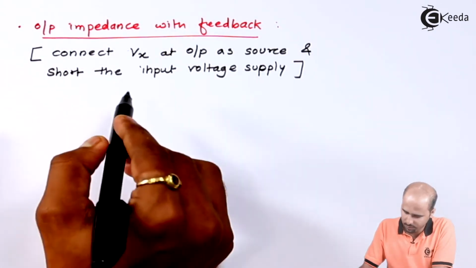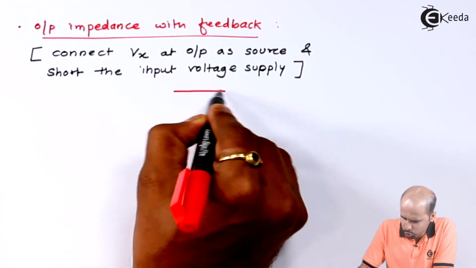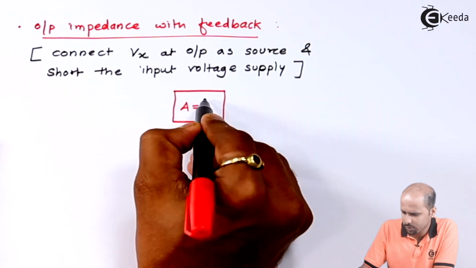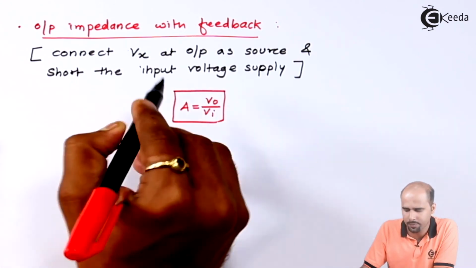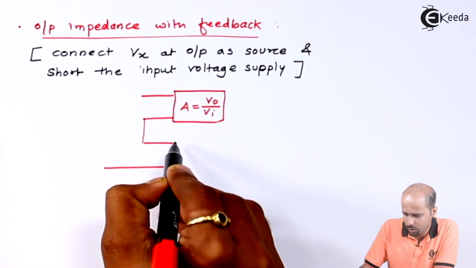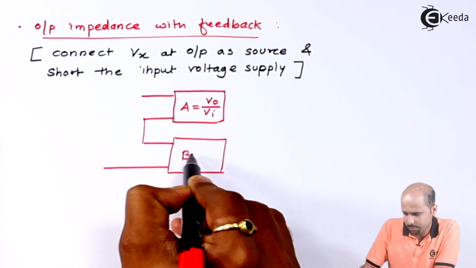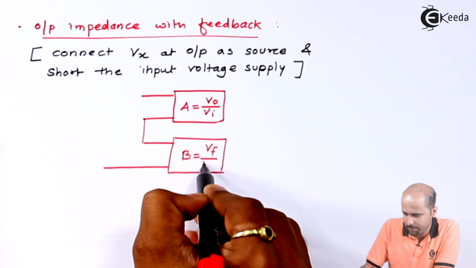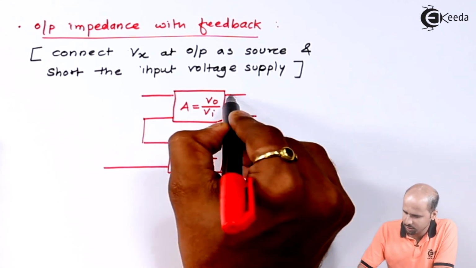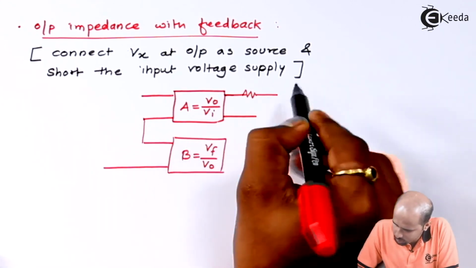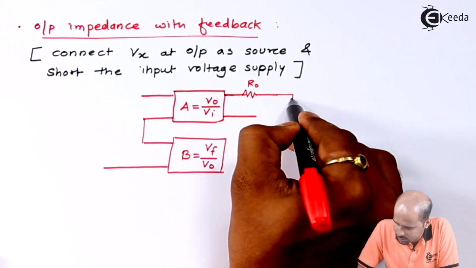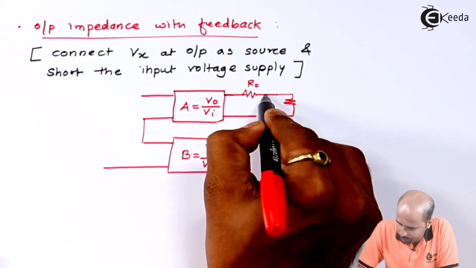So what we will do is draw a pictorial representation, not exactly a circuit diagram. Here A is equal to Vo divided by Vi. Here we are getting the Vi, and they are connected in series, okay? This is nothing but B. B is nothing but Vf divided by Vo, clear? And then here this is your resistance Ro, okay? And this is the resistance RL that we are getting, okay?